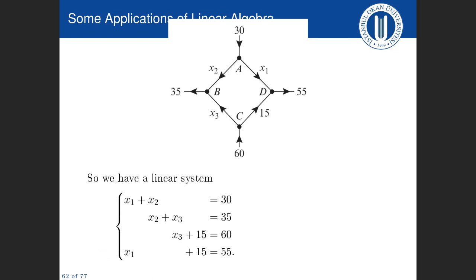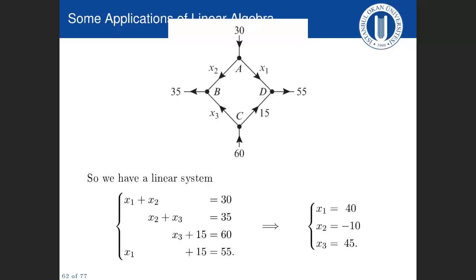So in other words, we've got a linear system. You know how to solve linear systems. So I'm sure you could find that the solution is x1 is 40, x2 is minus 10, and x3 is 45. One of these is negative. Look, x2 is a negative number. So that tells us that actually the flow is going in the opposite direction along this branch than we've drawn here.